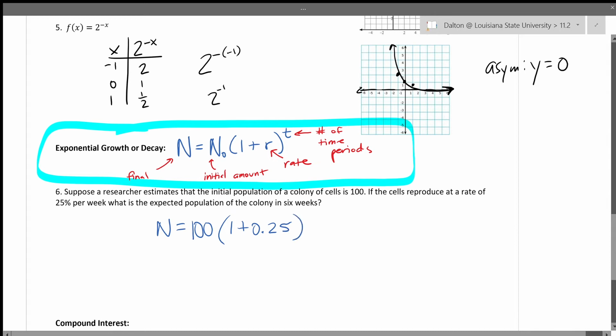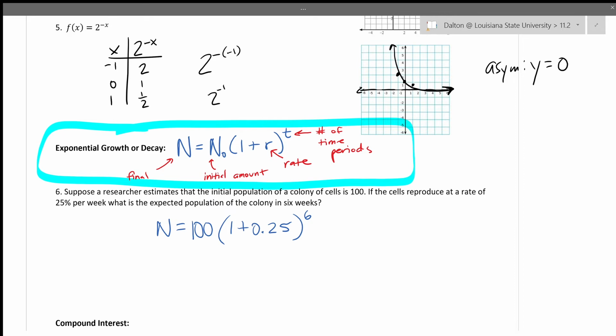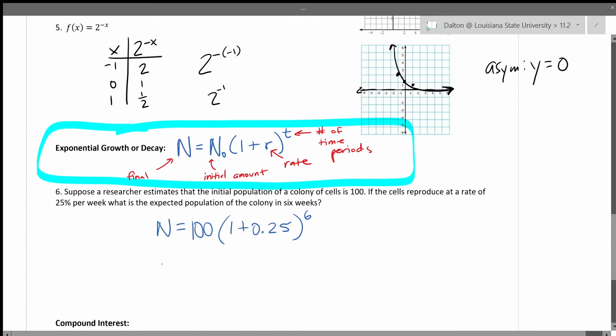Number of time periods is in weeks. There are 6 of them, so then it's going to be to the 6th power. So you just want to calculate 100 times 1 plus 0.25, all to the 6th power. We'll go ahead and round this to the nearest whole number. How many cells do we anticipate seeing after 6 weeks? Very good, Sebastian. About 381 cells.